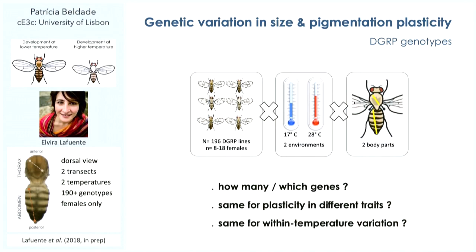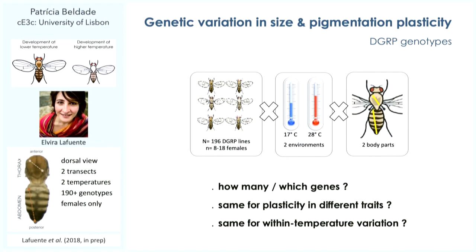Tricia already introduced you to the back view of a headless fly, and this is it again here. Just to tell you that we've typically measured both the thorax and the abdomen. There's transects that you could maybe see along these two body parts. And we're interested both in body size and body pigmentation, two traits that are known to be very thermally plastic. So the temperature at which organisms develop will matter for their size, it will matter for their pigmentation, okay?